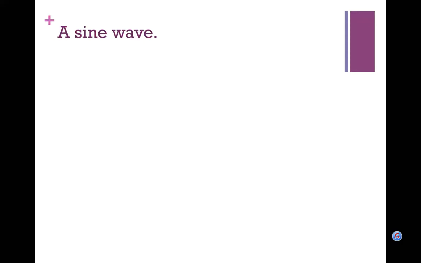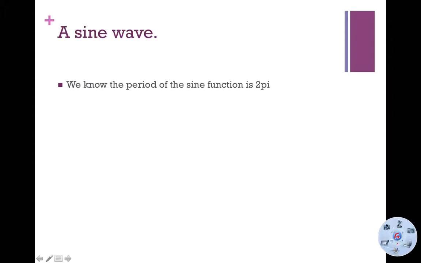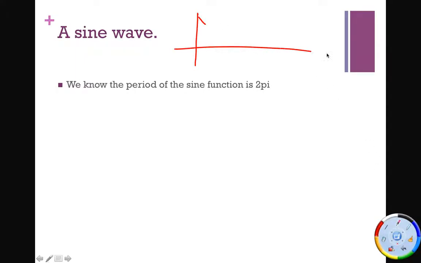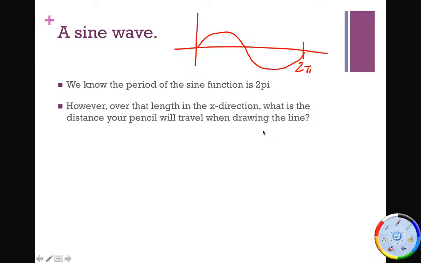But what we are going to do is first take a look at a sine curve. We're not really going to do much about it other than just thinking about it. We know that the period of the function is 2 pi. And what that tells us is graphically the distance in the x coordinate is 2 pi. We know the amplitude of this function is 1, which means the distance in the y direction is 2. It goes 1 up and 1 down. But the question that we're actually going to try to answer today is, how far did your pencil actually travel?